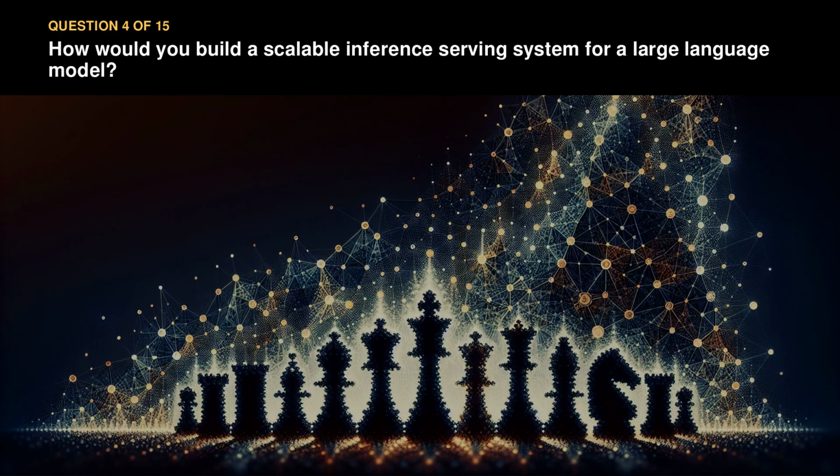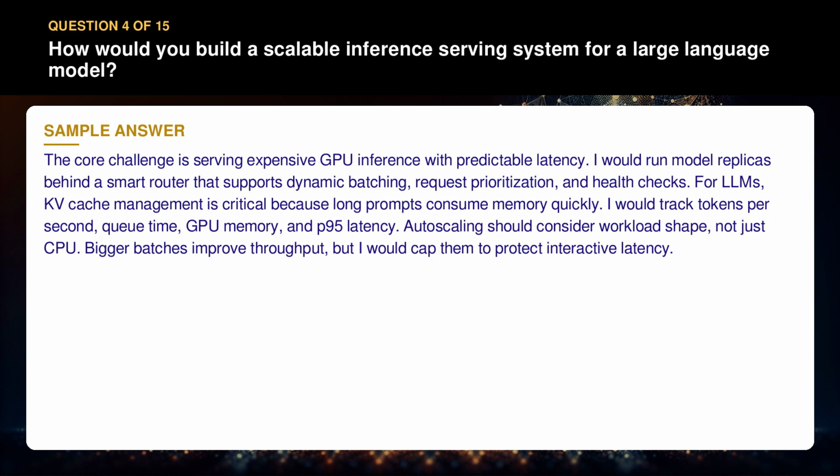Question 4. How would you build a scalable inference serving system for a large language model? The core challenge is serving expensive GPU inference with predictable latency. I would run model replicas behind a smart router that supports dynamic batching, request prioritization, and health checks. For LLMs, KV cache management is critical because long prompts consume memory quickly. I would track tokens per second, queue time, GPU memory, and P95 latency.